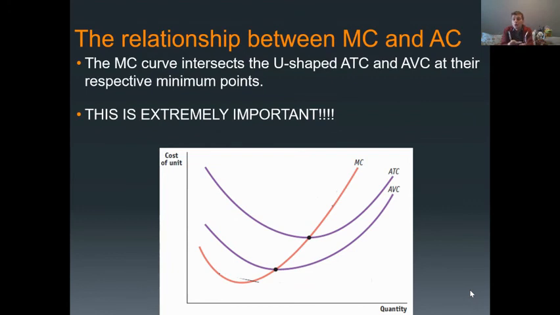Now, the relationship between your marginal cost and your average cost is that your marginal cost is always going to intersect the U-shaped ATC and AVC at their respective minimum points. Now, I've been saying a lot that this stuff shows up on the AP test, and trust me, this is one of the biggest things to show up. Your marginal cost must always intersect your ATC and the AVC at their minimum points. I can't stress this enough. They will take off points if you're graphing on a free response question if you don't include this, and there's going to be frequent multiple choice questions about this.